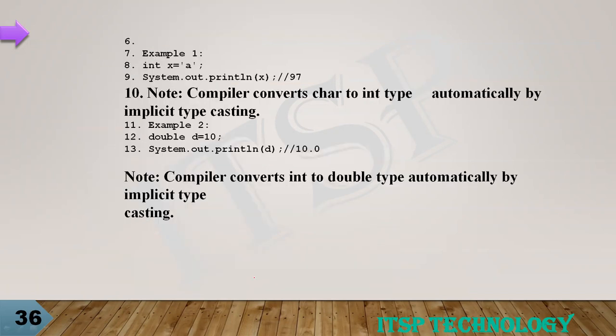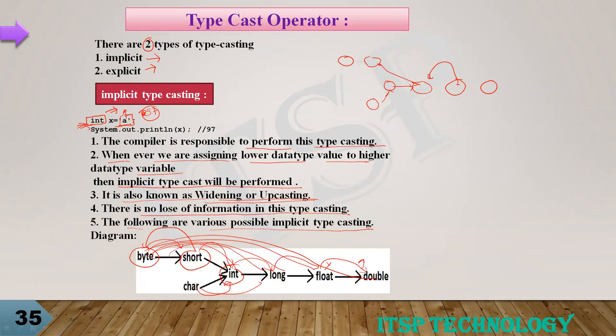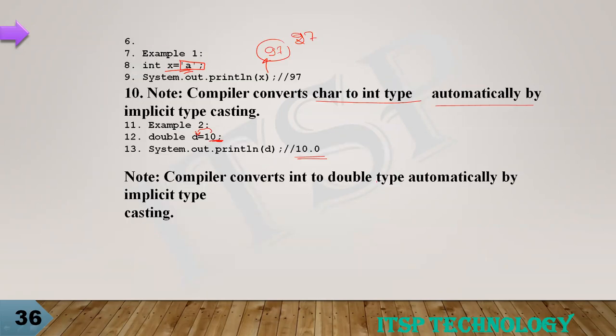Now here, for example, you can see. Int x, this declaration is a character type. So this typecasting is happening to 97. A compiler assigned this value as 97. Right? So note, the compiler converts char to int type automatically by that implicit casting. For example, double d equals 10, right? Double d is 10, right? Here you can see that double d is possible. The compiler converts int to double. This value is int type, then the compiler will convert to double type automatically by that implicit casting. Got it?